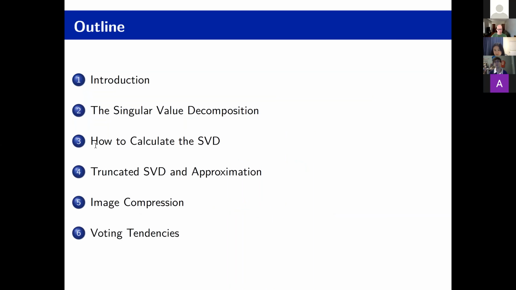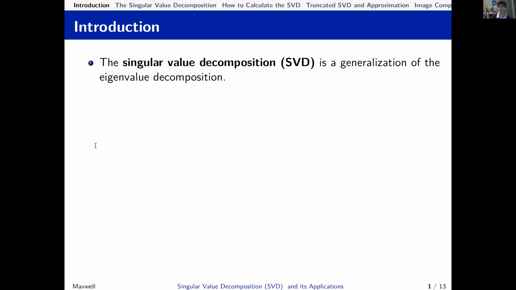So I'm going to introduce the singular value decomposition and show you guys how to calculate it. Then we're going to talk about something called the truncated SVD and how it's used for approximations. And then I'm going to talk about two of the applications it has, which are image compression and analyzing voting tendencies. So the SVD is a generalization of the eigenvalue decomposition.